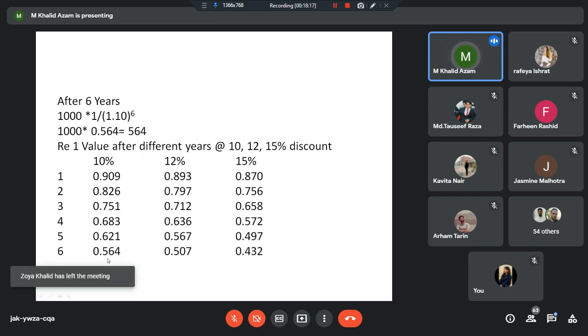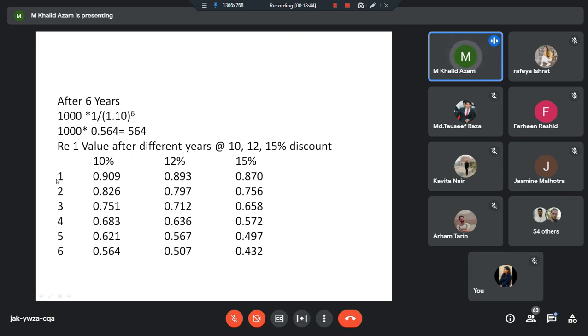And see in the 6th year, the value of 1 rupee is remaining only 56 paise. So at 10% rate of discount, it has become almost 50%. When we are going to do the 10% discounting, within 6 years, that is the value you are going to consider at 10% discount rate. If you are going for the 7th year, it will further reduce.